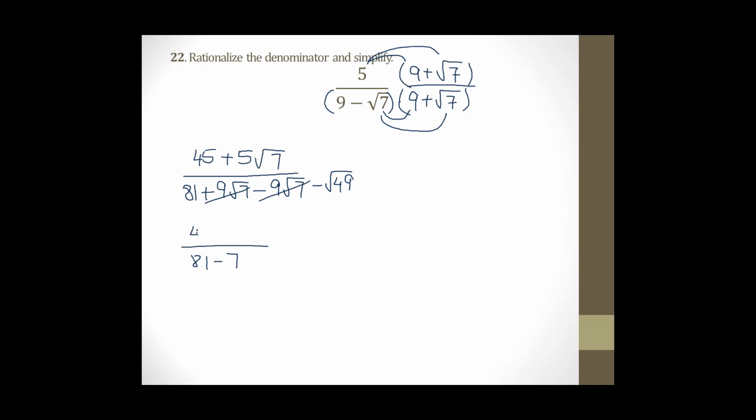And in the numerator was really nothing that we could have simplified, so I'm just going to bring it down. And now 81 minus 7 is 74. And this was our goal. We got rid of the radical in the denominator. There are no radicals allowed in the denominator, and that's what you call rationalizing the denominator.